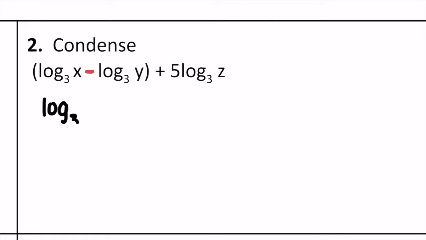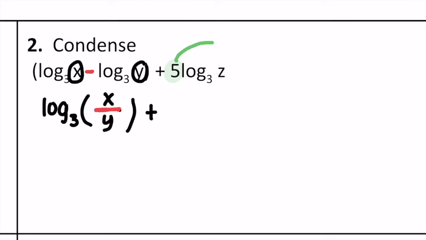So to condense it into a single logarithm, I have log base 3 of what's in the first logarithm, x, divided by what's in the second logarithm, y. So I knew that subtraction meant I could condense with division. So I have log base 3 of x divided by y plus, in condensed form, I'm not allowed to have coefficients. So for this other logarithm, I'm going to take that coefficient and make it an exponent of what's inside of the logarithm instead. So I'm going to rewrite this as log base 3 of z to the 5th power.